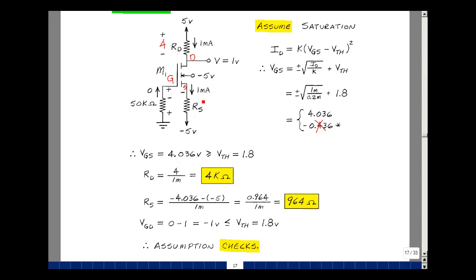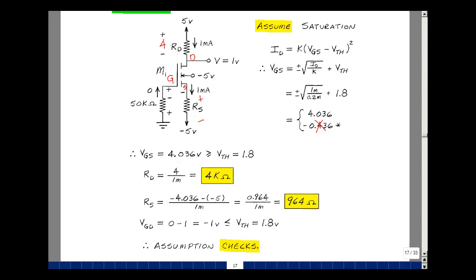Do the same thing here. We'll solve for the voltage across this resistor, and then divide by the current. Let's find this node voltage. It's going to be minus the gate source voltage, and then minus 0 times 50K. It's going to be a minus 4.036, and then this node voltage is minus 5, so it'll be a minus 5. That gives us 0.964 divided by 1 milliamp, and that's 964 ohms.